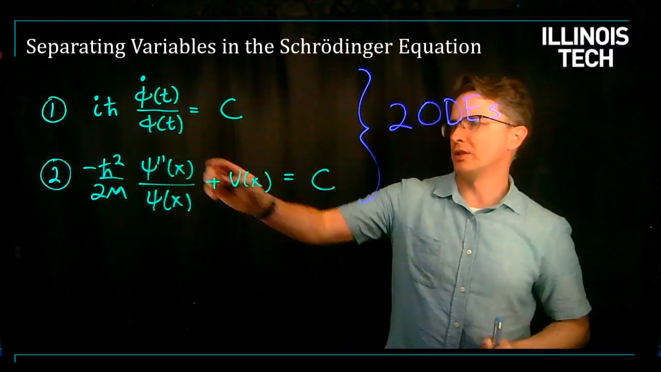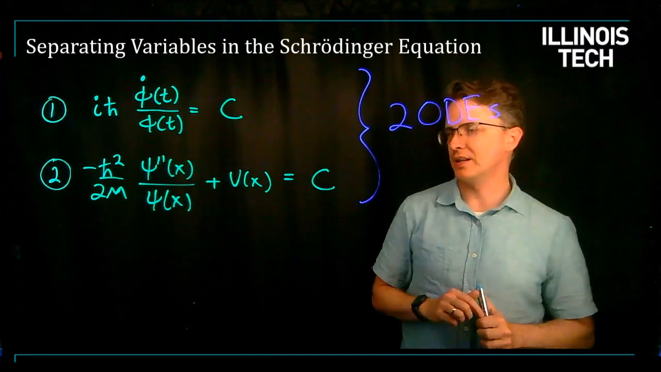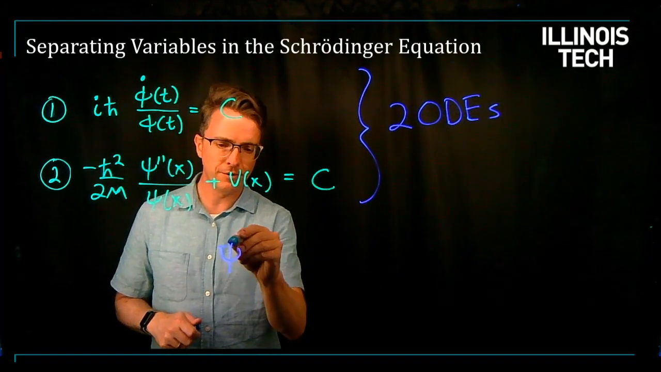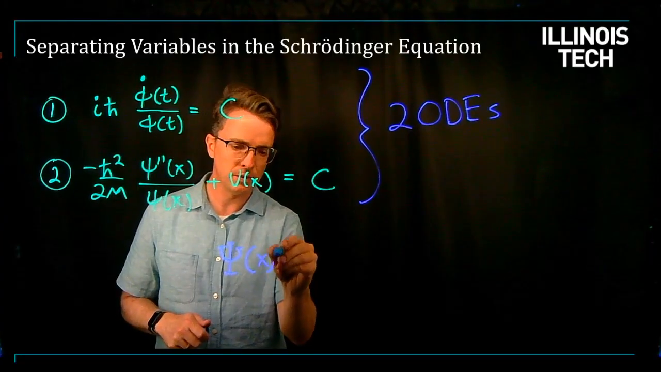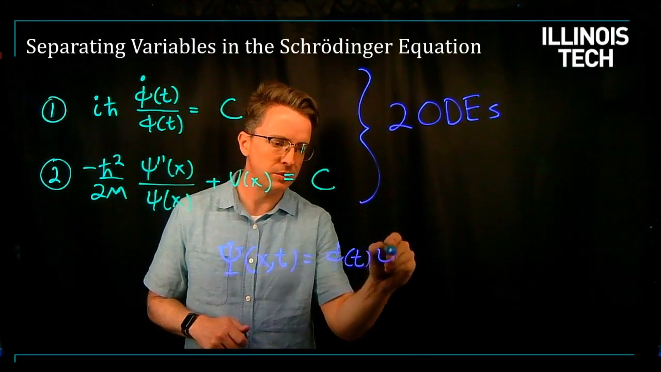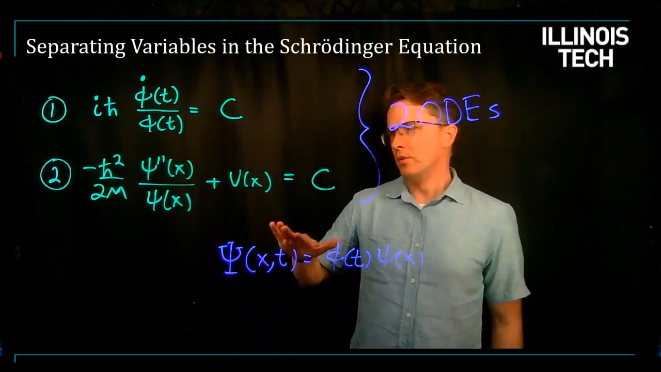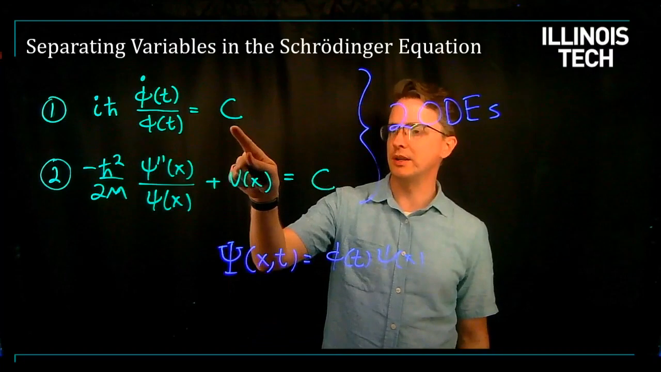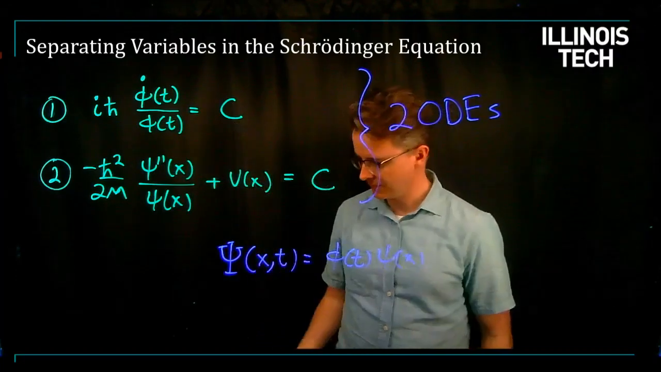If I can solve this equation for phi and this equation for psi, I can multiply them together, because remember, my full wave function, which is what I want, is just the product of those two, phi of t and psi of x. Basically going to wind up here, except I want to do one more thing, which is I want to think a little bit more about this constant c.